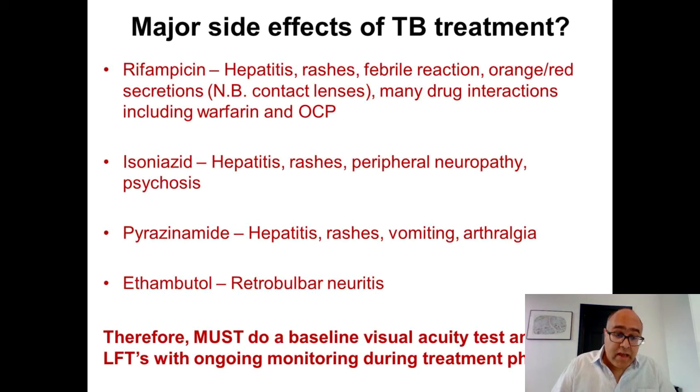So really, in relation to those side effects, it's really important before embarking on these treatments that we must have some baseline liver function tests, as well as visual acuity testing, and clearly some ongoing assessment of these as treatment continues, with appropriate advice given to patients. For example, if any sudden change of vision, then they should stop taking the treatments and seek urgent medical advice and review.